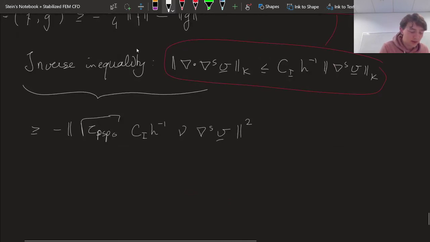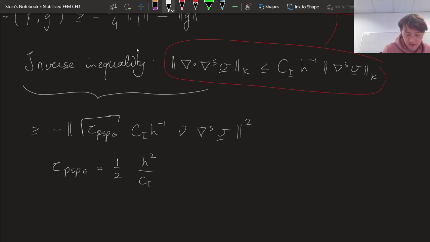And the choice that we'll make is tau PSPG is going to be equal to, well, half of h square divided by Ci square divided by nu. Yeah, so if I make that choice, and I'm actually going to say this is going to be an upper bound, so my tau PSPG will always be smaller than or equal to that, and after that I still have room to choose.